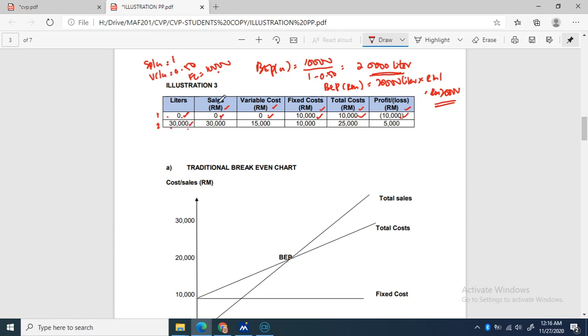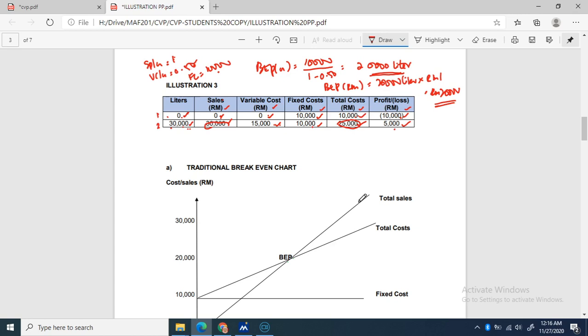Second point at 30,000 liters. To get the total sales, 30,000 liters times 1, you get 30,000 ringgit. Variable cost, 30,000 liters times 50 cents each, so you get 15,000. Fixed cost remains unchanged at 10,000, whatever quantity you produce. Now total cost, variable cost 15,000 plus 10,000, so you get a total cost of 25,000. How much is your profit or loss? Total sales 30,000 minus total cost 25,000, you get a profit of 5,000.